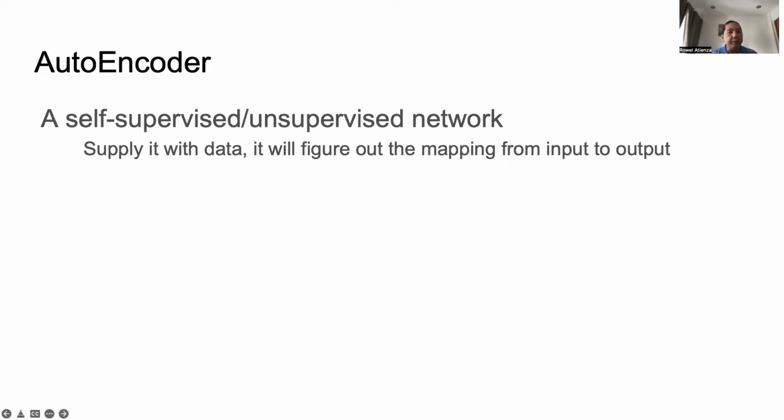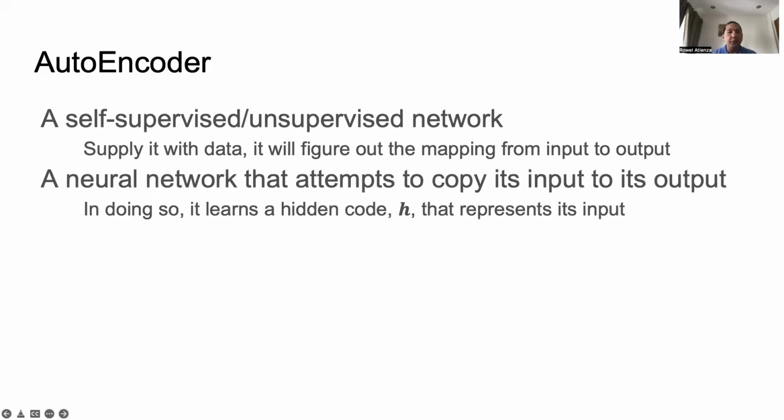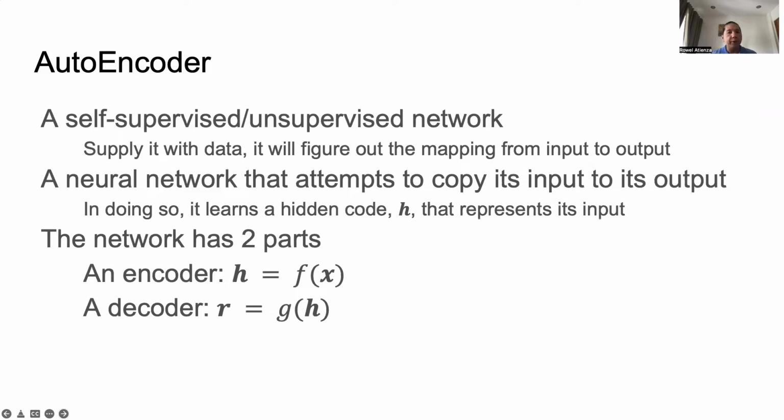An autoencoder can be treated as a self-supervised or unsupervised network depending on the intended task. The simplest form of autoencoder simply attempts to reconstruct the given input. This is done by first compressing the input into a latent vector using an encoder network. Then the latent vector is used to reconstruct the input using a decoder network.